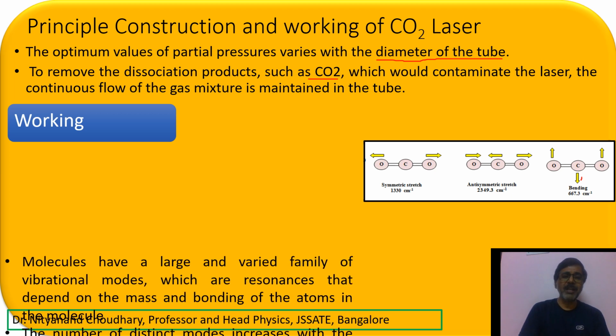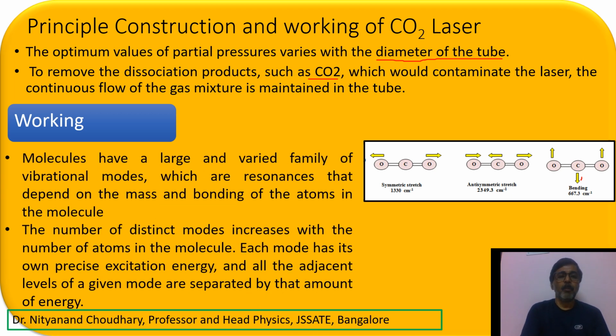All right, so now let us try to understand what I have written. Molecules have a large and varied family of vibration modes. Different molecules will have different types of modes, which are resonances that depend on the mass and the bonding of the atoms in the molecule. So depending upon the bonding and the mass of the atoms in that molecule, we may have various modes of vibration.